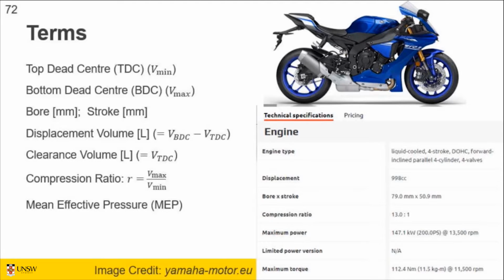I use a boxer, so it's a horizontally opposed engine, but still the top dead center is when the gas is at its most compressed position. Bottom dead center is then the opposite way, right? So when there's the most volume in the cylinder. Bore and stroke. Bore is the diameter of an engine, and stroke is the distance in millimeters between the top dead center and the bottom dead center. Displacement volume is then whatever volume there is at bottom dead center minus whatever volume there is at top dead center.